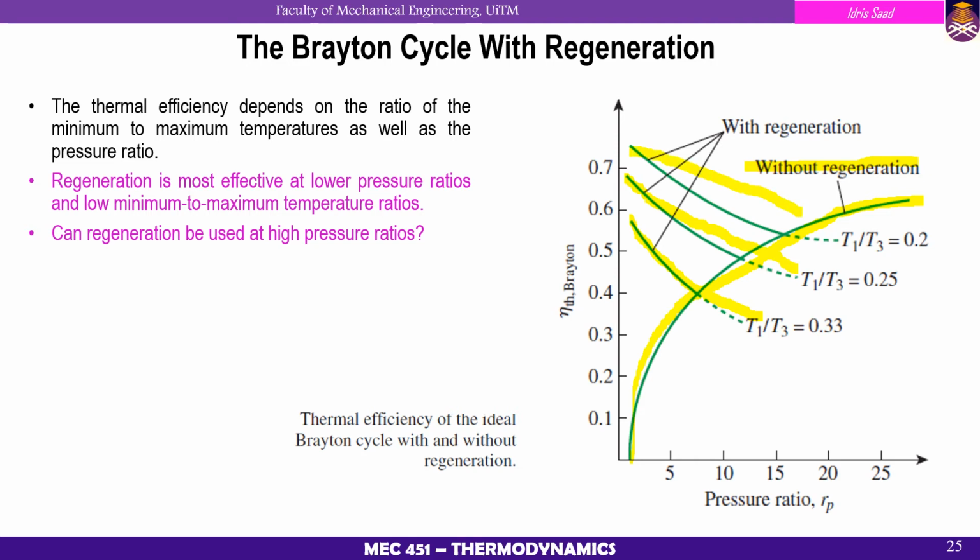That means the lower the ratio T1 over T3, the higher the thermal efficiency with the regeneration. Based on that graph, the regeneration system is most effective at lower pressure ratio and low minimum to maximum temperature ratio. At higher pressure ratio, the inlet temperature is also higher due to the relationship between the pressure and temperature, that they are proportional to each other.